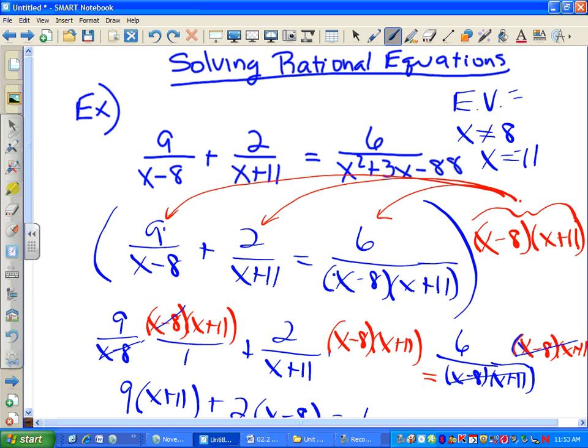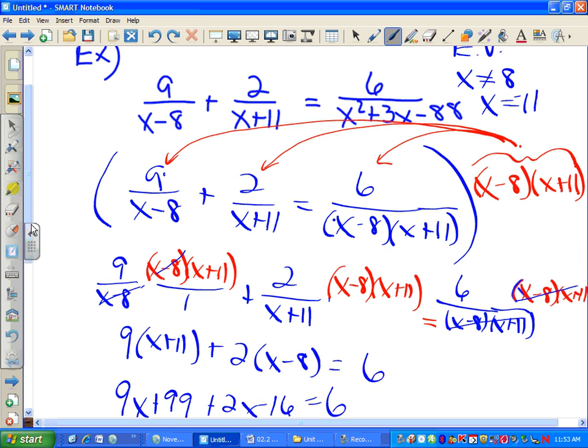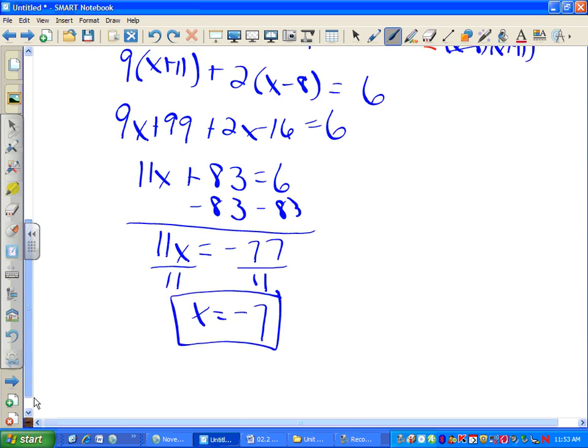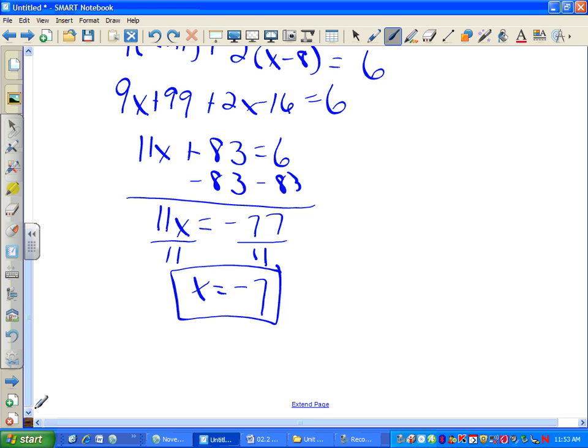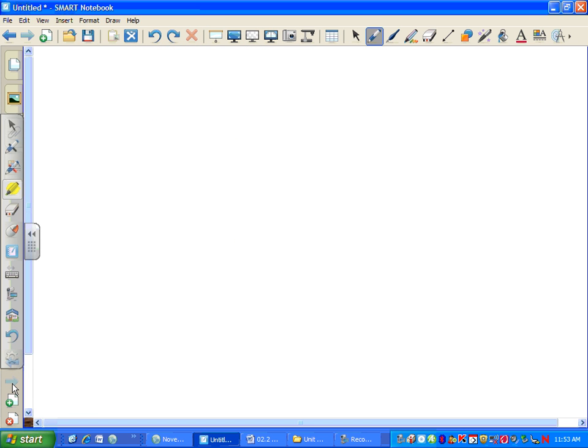So those are my excluded values, which don't really make any difference unless your answer ends up being one of those. Is my answer one of my excluded values? No, I have no problem. So this is my final answer. The x equals negative 7 is my final answer. Questions? Wouldn't it be nice if they all stayed that easy? Let's go to the next one.